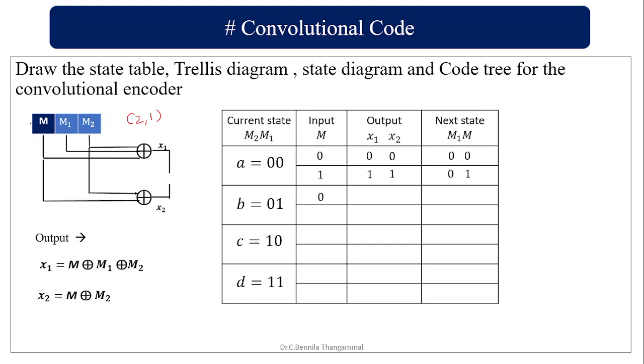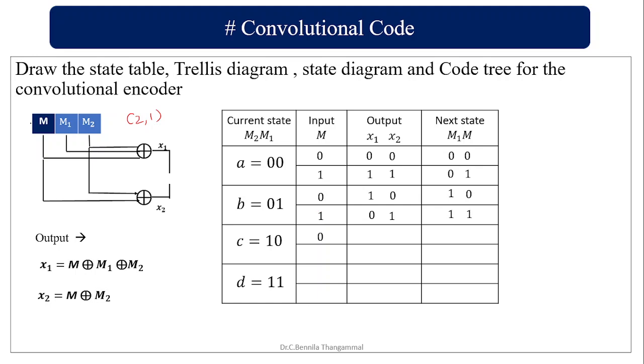So if your input is 0, so what happens here? 0 plus 1 plus 0 is going to be 1, and 0 plus 0 is going to be 0. Your next state is going to be 1, 0. If your input is 1, 0 plus 1 plus 1 is going to be 0. It's a modulo 2 addition. So 0 plus 1 is going to be 1. And your next state is going to be your m1 m, that is 1 1.